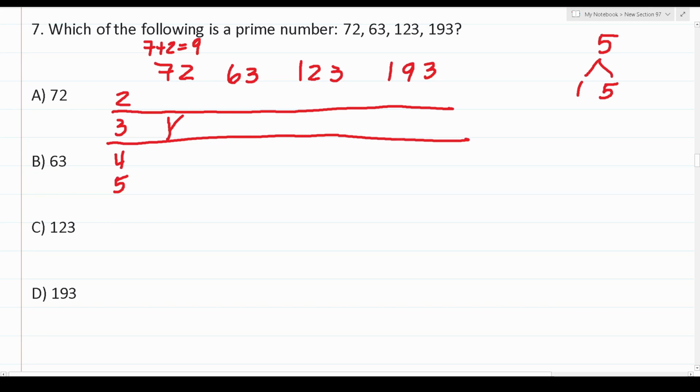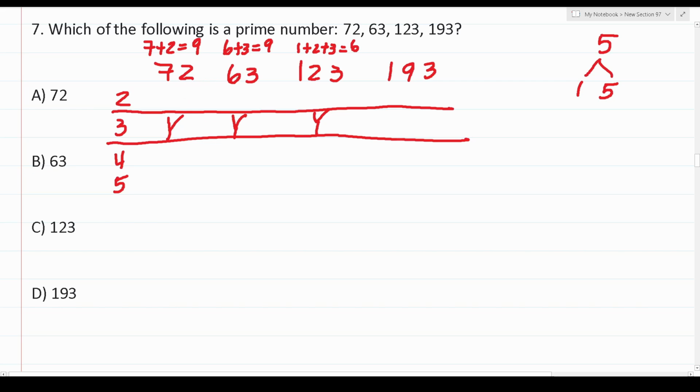Again, let's sum the digits in 63. That's going to be 6 plus 3. 6 plus 3 is 9. Is 9 divisible by 3? It is. Therefore, I know 63 is also divisible by 3. What about the sum of the digits in 123? That's 1 plus 2 plus 3. 2 plus 3 is 5 plus 1 is 6. Is 6 divisible by 3? It is. Therefore, I know 123 is also divisible by 3.